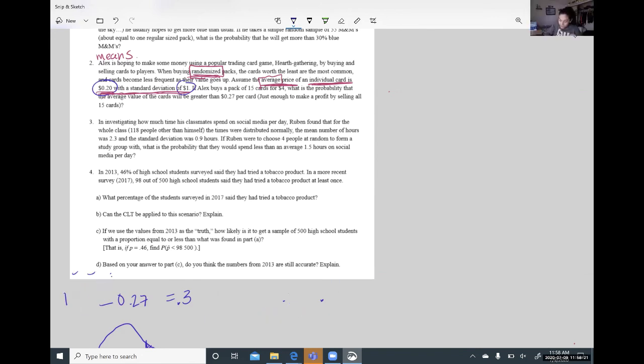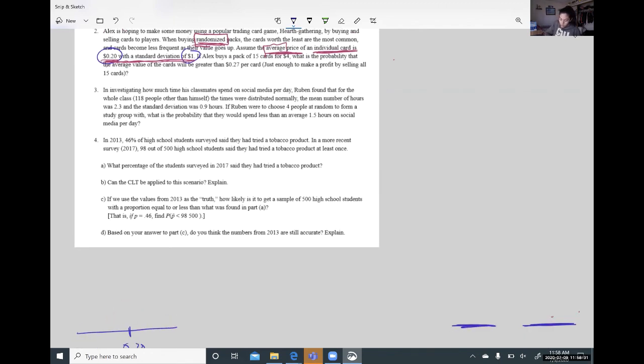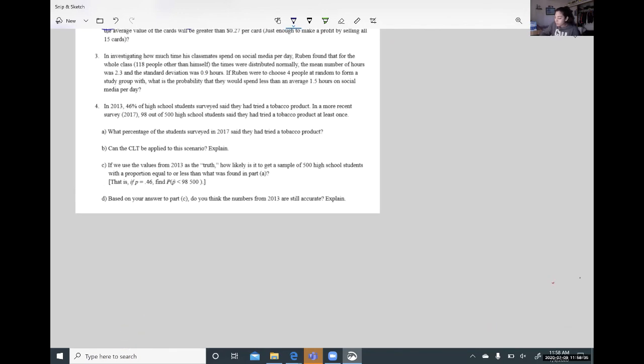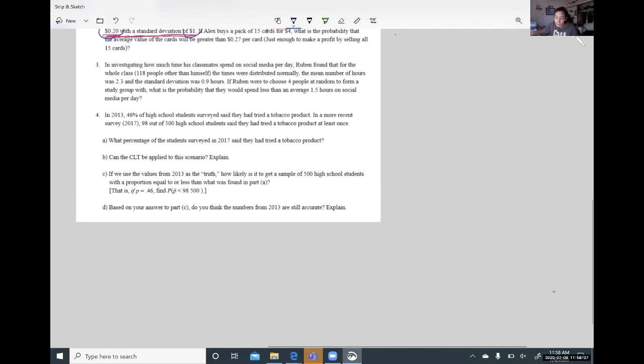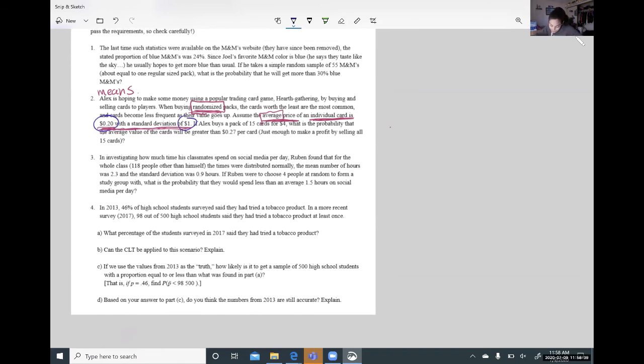Oh, perfect. All right. So now, do you think this is a means or a proportions problem? If it's a means problem, it should have the word average or mean somewhere in the problem. If it doesn't, it's probably going to be a proportions problem. So it says mean, right? The mean number of hours. So this is going to be another means problem, just like the one we did right now.